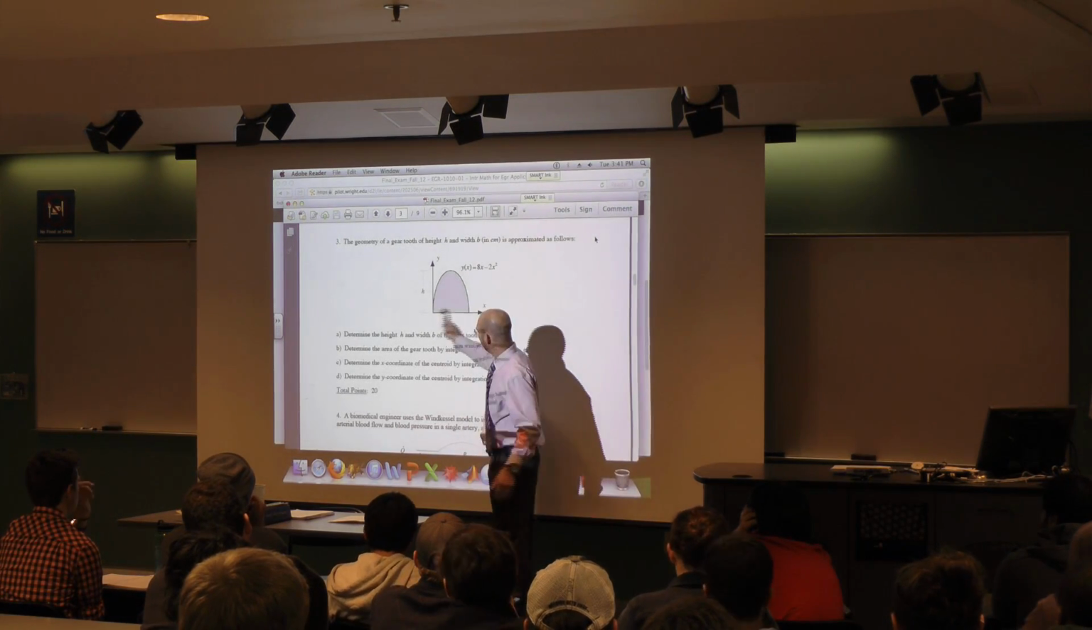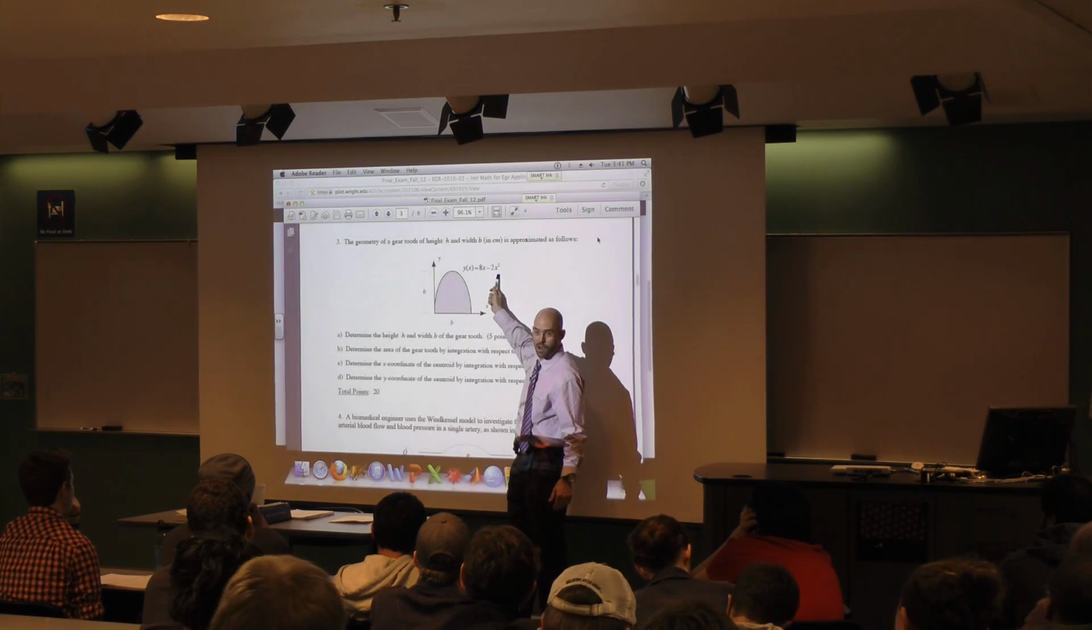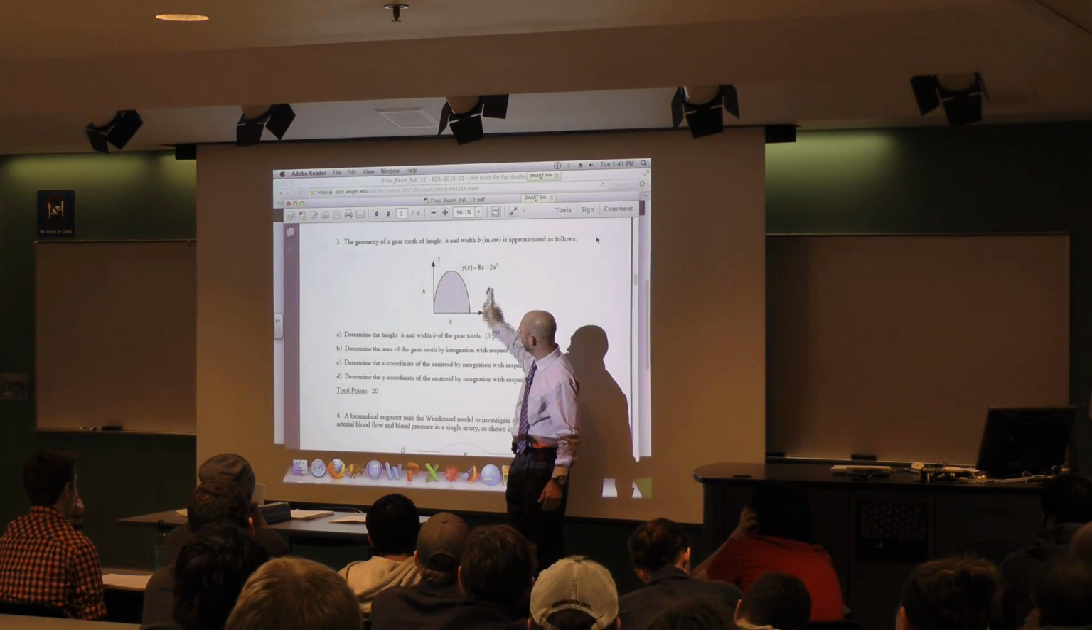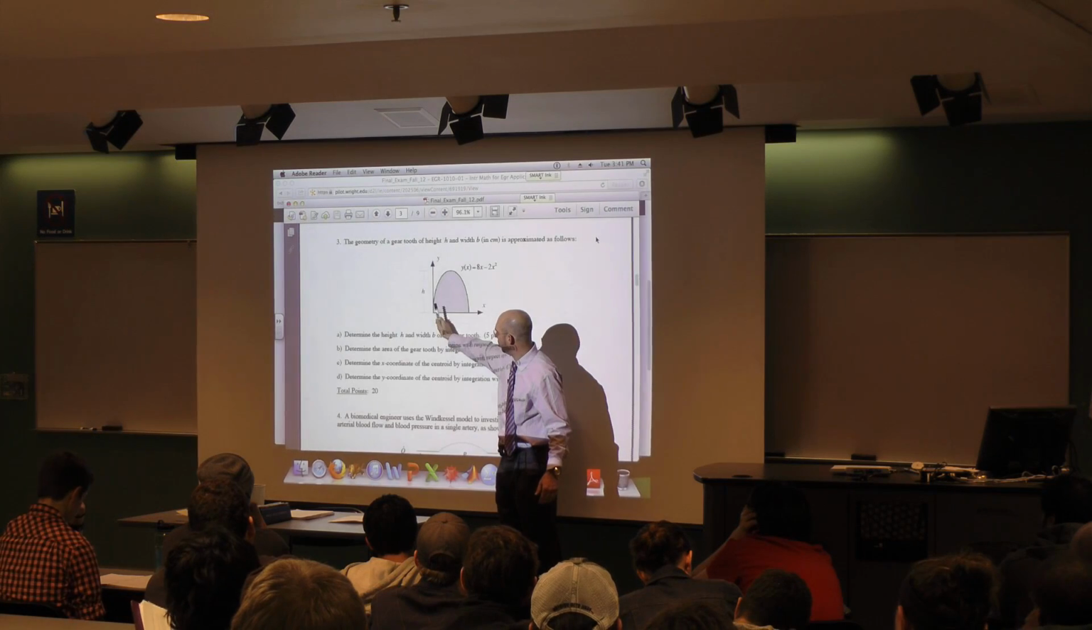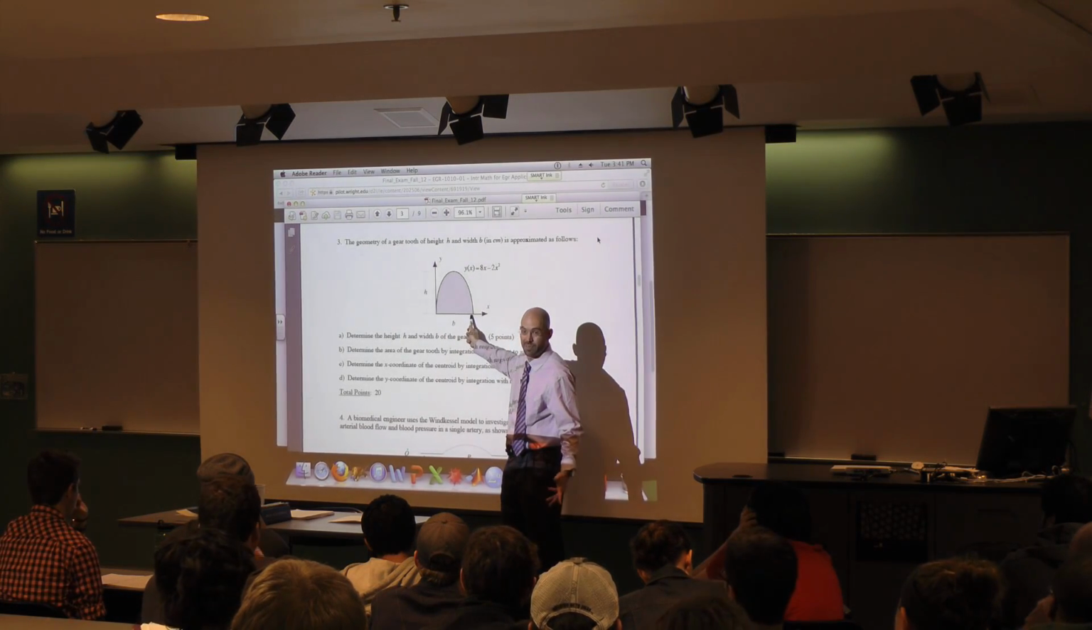Yeah, this is the roots of the equation. Look at the equation. It's a parabola. What are the roots where it's equal to 0? One of them is going to be at 0. The other one over here is b.